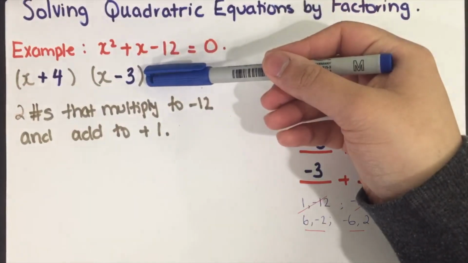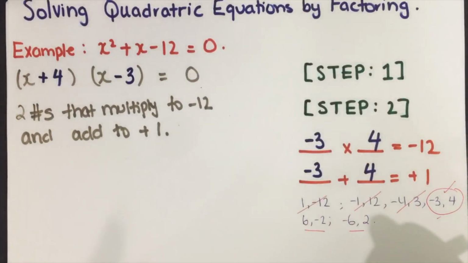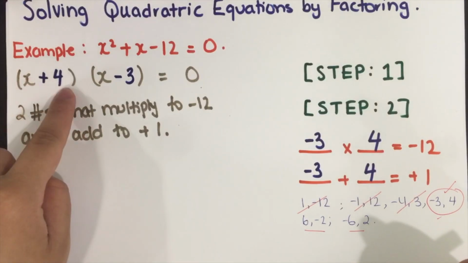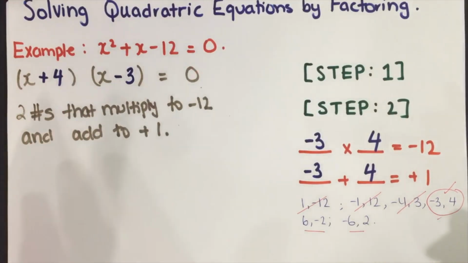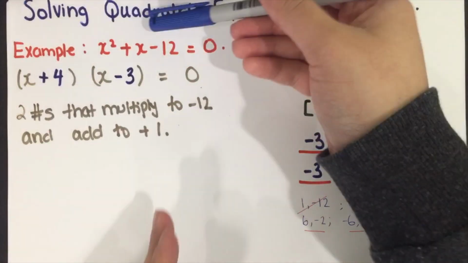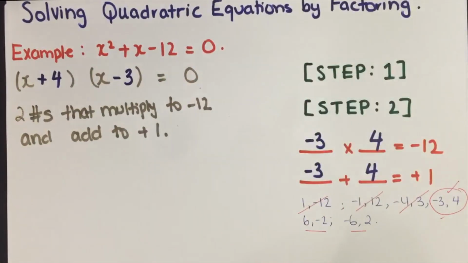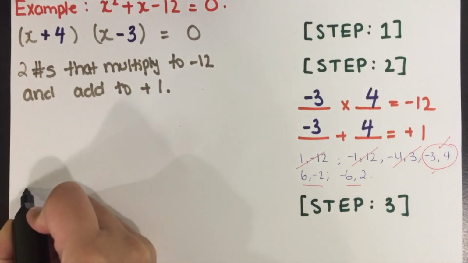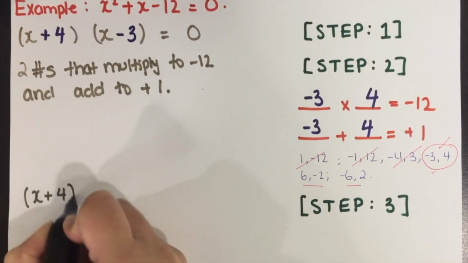So these are our factors, and you could also switch these around. You could have written x minus 3 and x plus 4. It doesn't matter because when you multiply this, you would end up with your original quadratic equation. So now we have factored and we are ready to solve in step 3. So let's just rewrite what we factored.